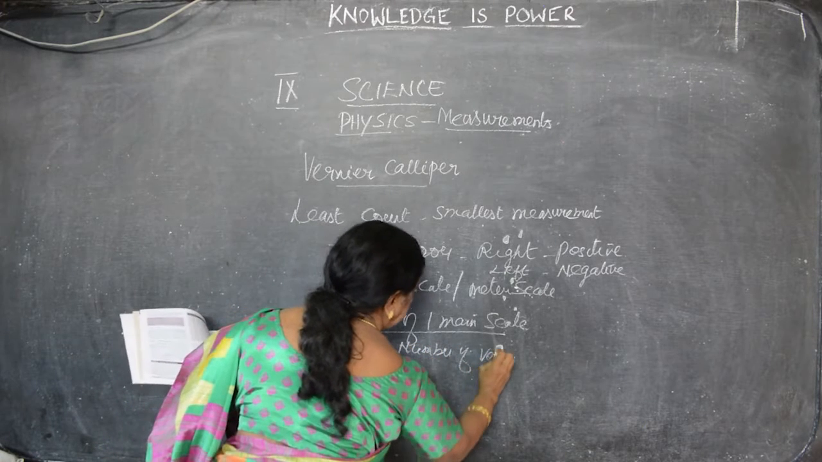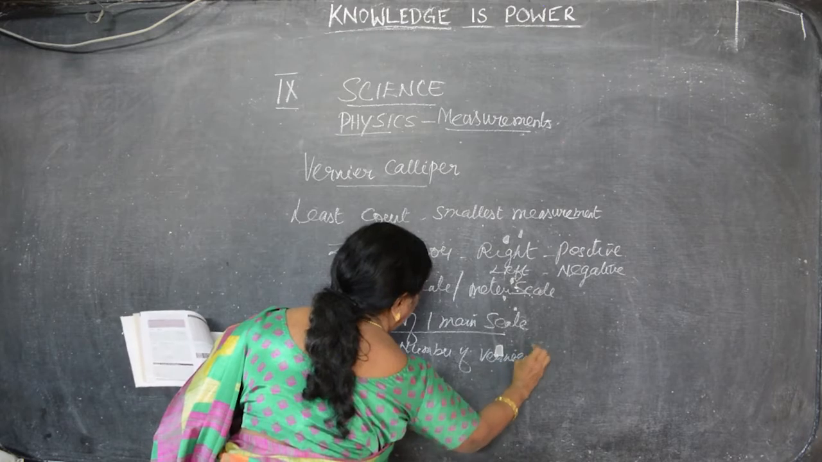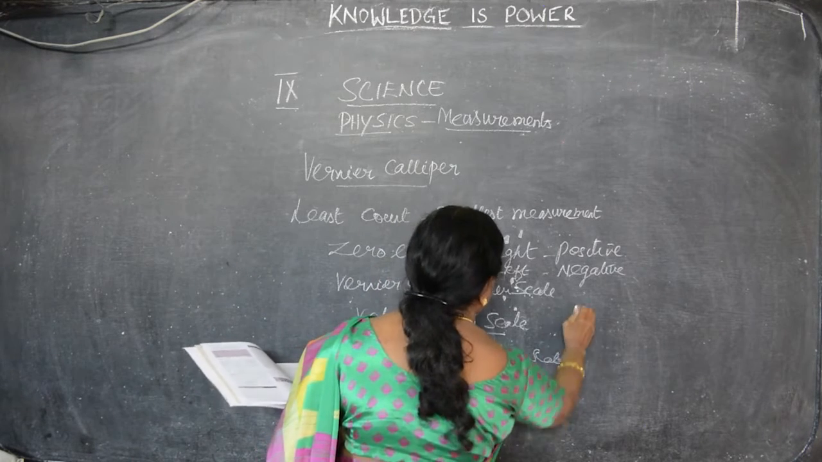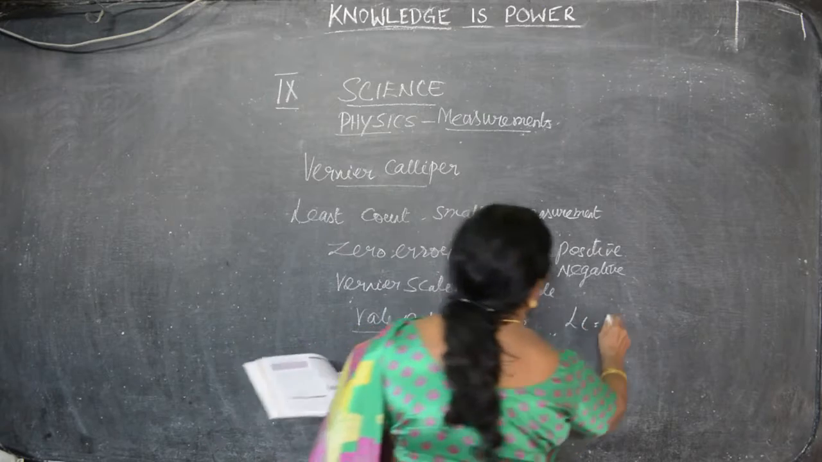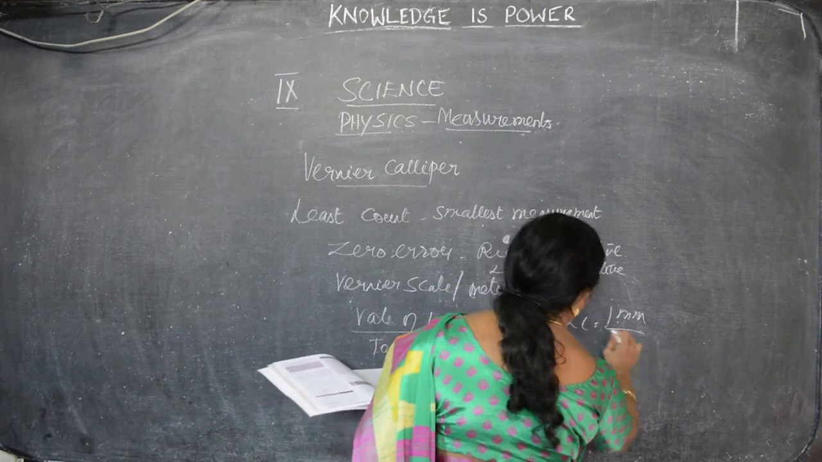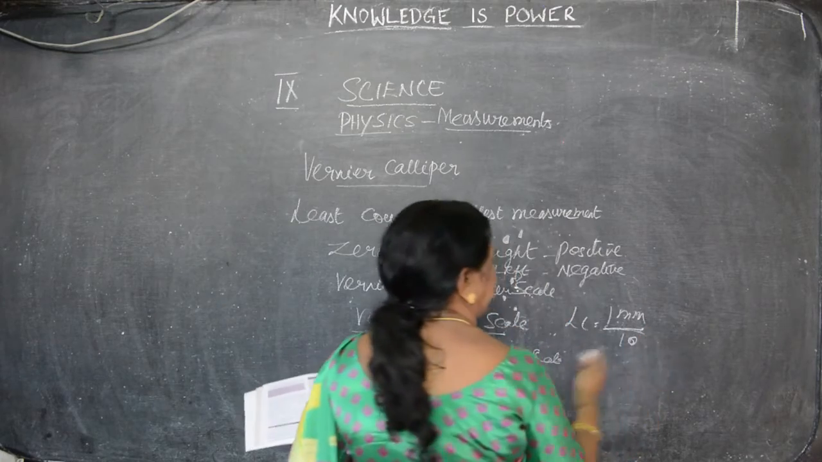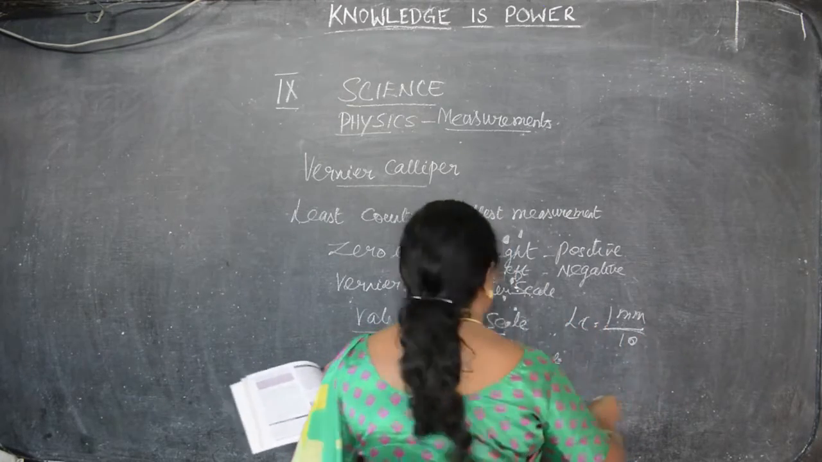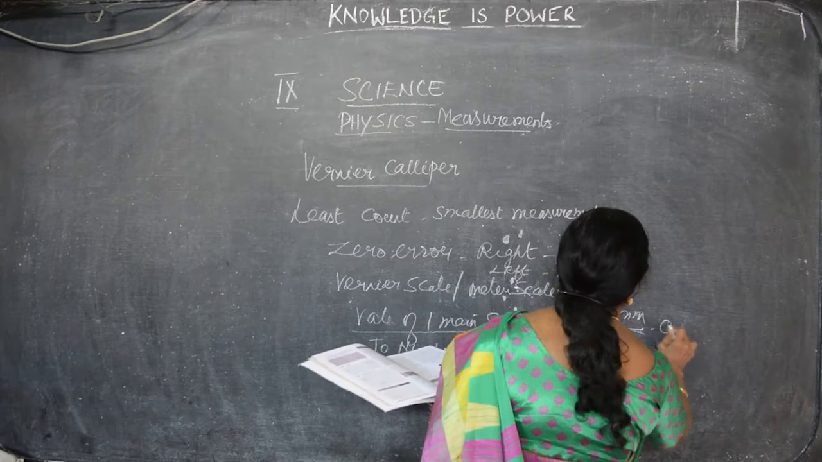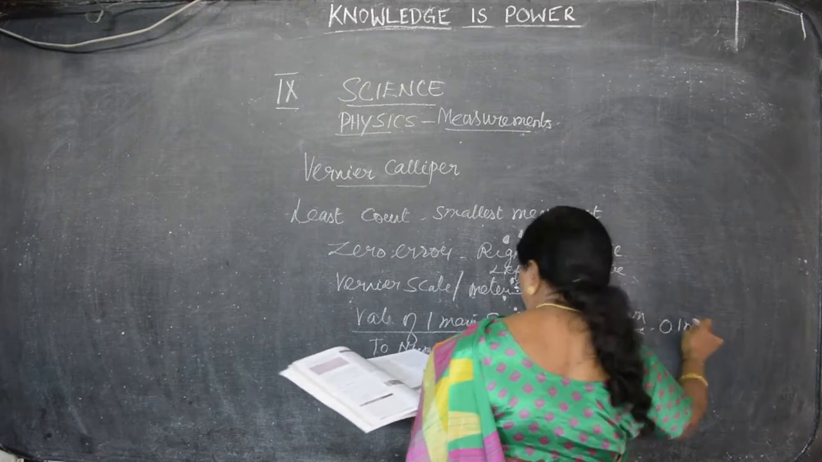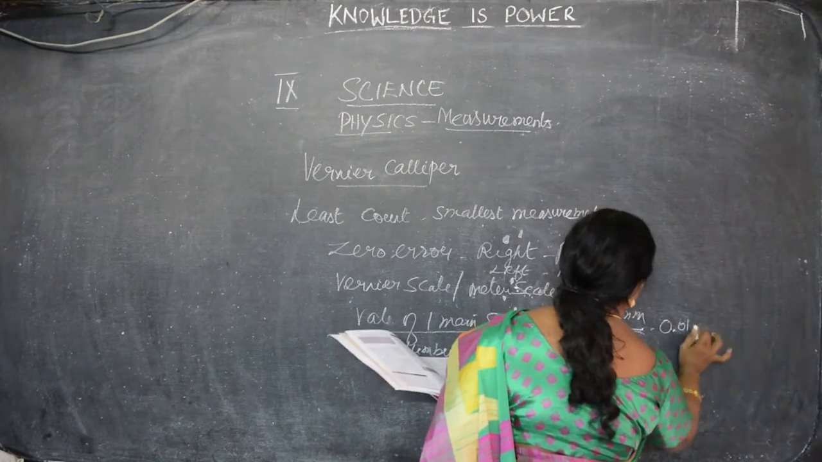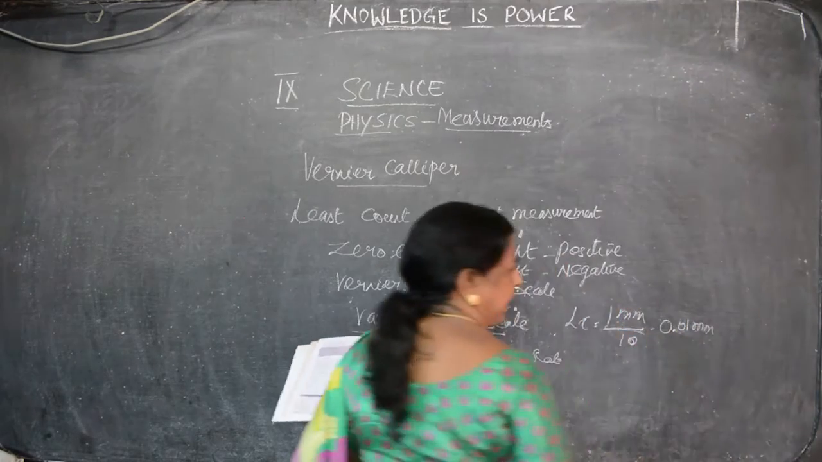vernier scale divisions. How many scales are there? 2 scales, no. Vernier scale division, this must be LC, least count, that is 1 millimeter. Main scale is 1 millimeter, vernier scale is 10 divisions. We have to see that 1 millimeter divided by 10 is 0.1 millimeter. So it is 0.01 millimeter. This is the least count. Least count of the vernier caliper.